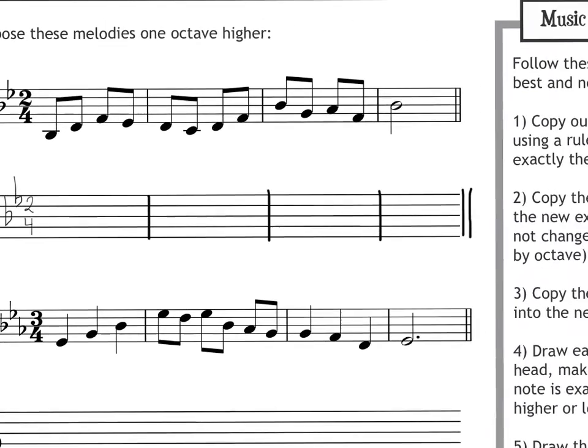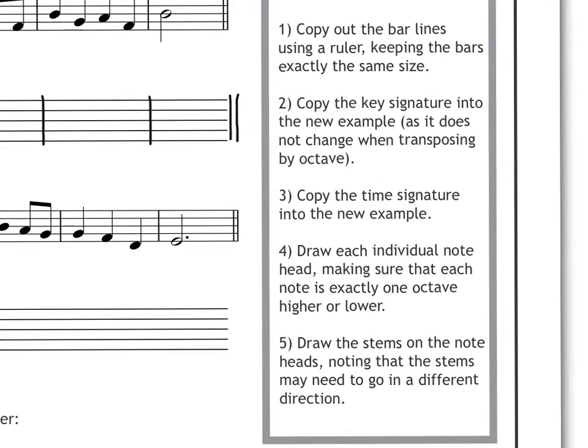Okay, and now I need to make sure I'm spacing my note heads out properly. So I copy the time signature, draw each individual note head, making sure that each note is exactly 1 octave higher or lower. So put the note heads first, and then finish it off with the stems, because the stems might need to go in different directions.